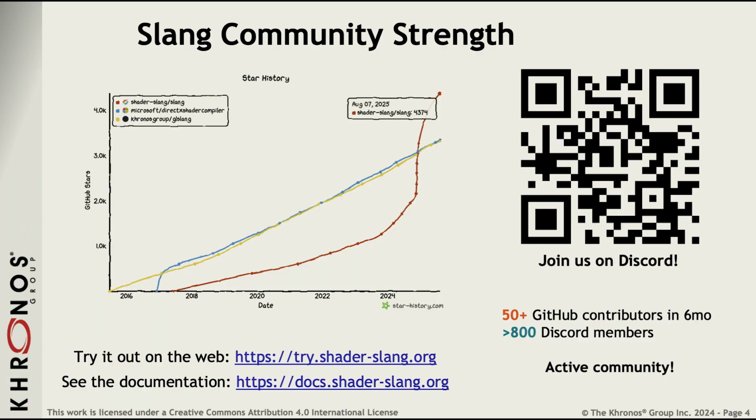The Slang developer community is very active. We've got more than 50 contributors active in the last 6 months, and over half of those have been from outside of NVIDIA. We've also now got over 4,300 GitHub stars, surpassing our peer languages. And our Discord has now grown to over 800 members. If you were with us at the Fast Forward on Monday, I said around 800. We passed 800 here at SIGGRAPH.